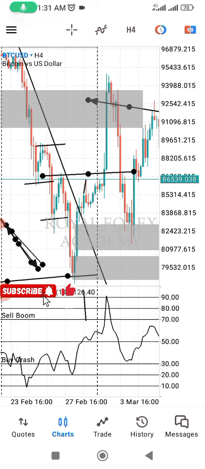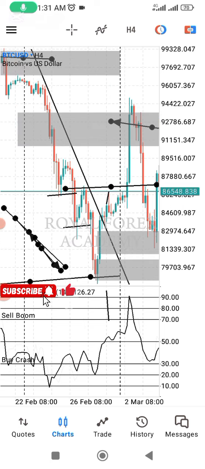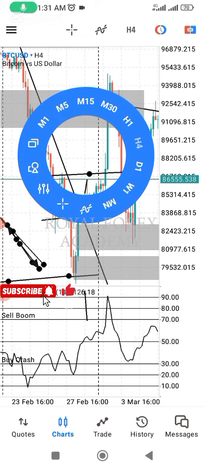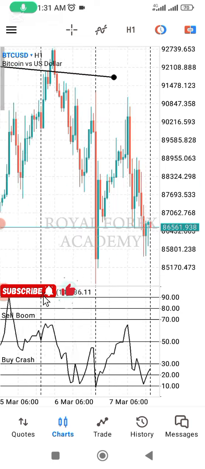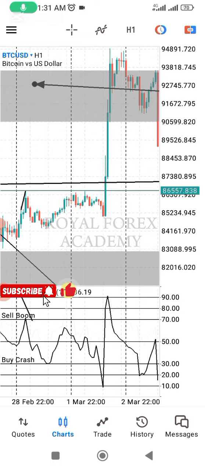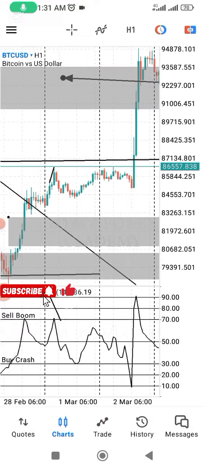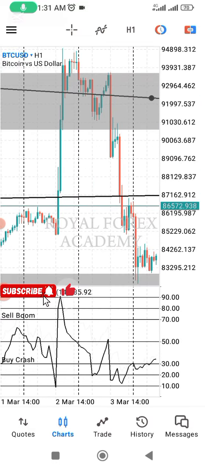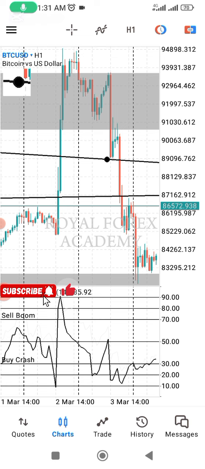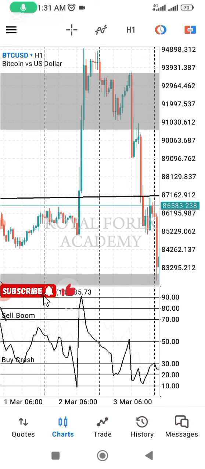So let's focus on this now. Let's look at when price pulled back into that zone on a H1 time frame. So look at it. Here is that zone, and then price moved all the way from here, pulled back into that zone.